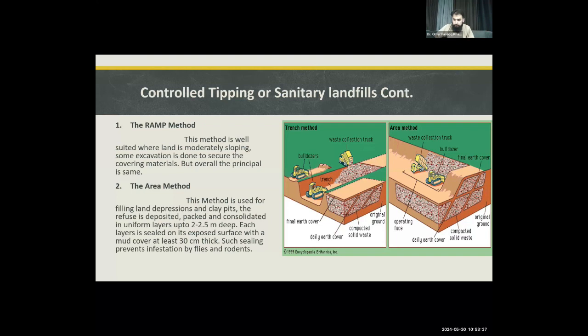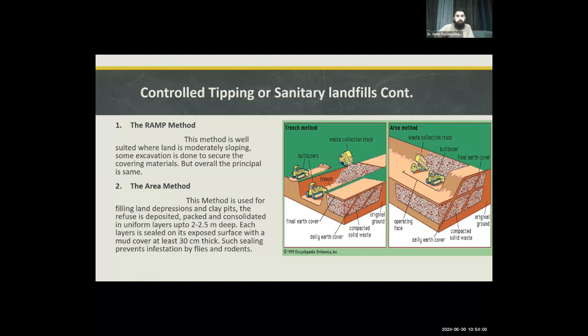And the covering has its benefits. Whenever we cover anything, the flies cannot go to the dump site. The birds cannot go to the dump site and feed on the things. The rodents cannot enter that dump site because it has been covered, it has been sealed off.